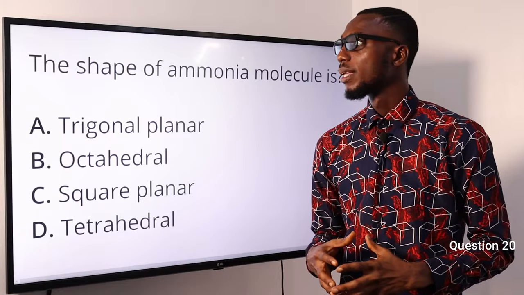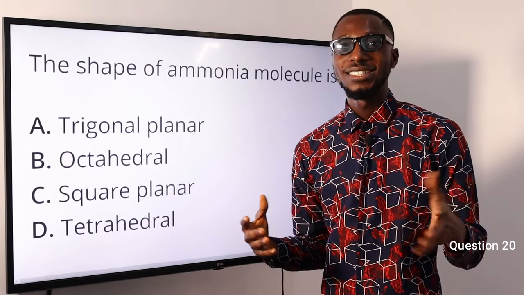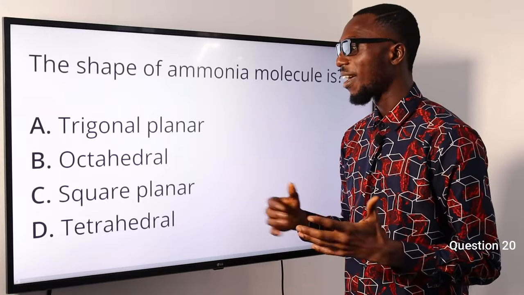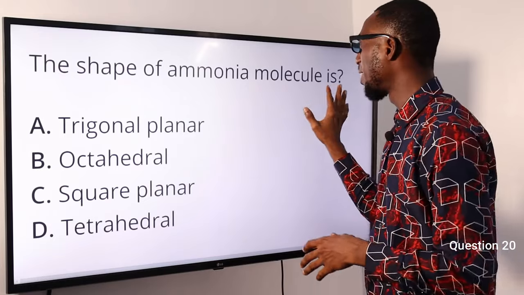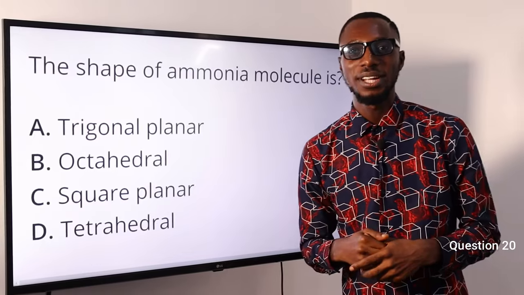Number 20, the shape of an ammonia molecule is what? It has a pyramid shape, okay, so we can say it is trigonal planar. So the correct option here is option A. The shape of the ammonia molecule is trigonal planar. So option A is very correct.